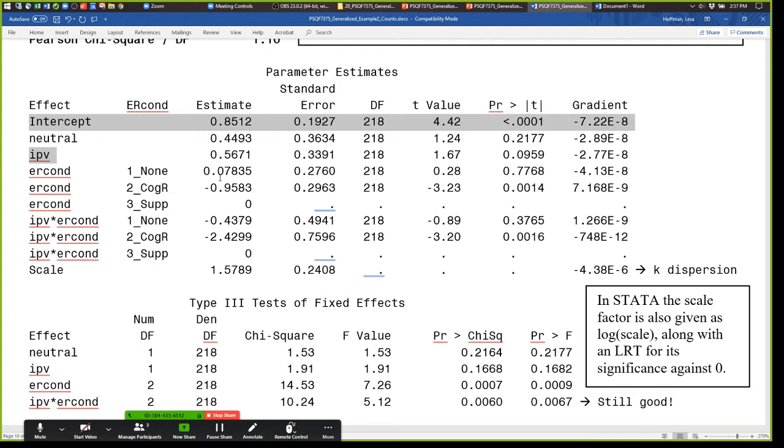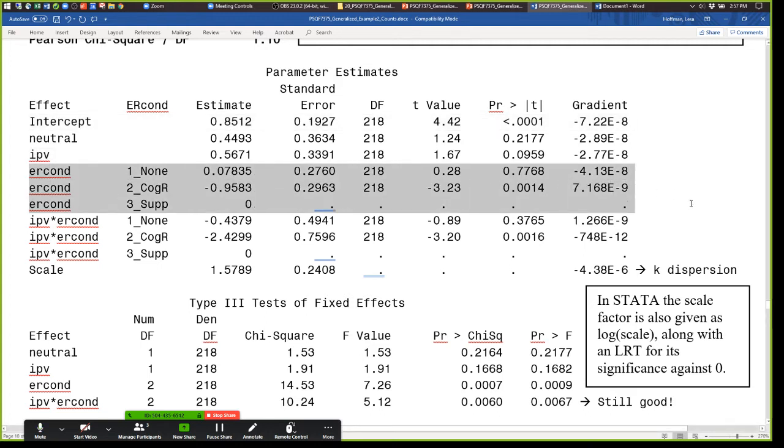Now how about ER condition? That's my strategy condition. Who is my reference for that variable? Yes, suppression, group 3. And I know that because in SAS, the last one is always the reference. I switched it to be that way in Stata so the output would match, but I know that's the reference because that's what the dots mean. There is no effect of number 3 because their conditional mean is already given by the intercept.